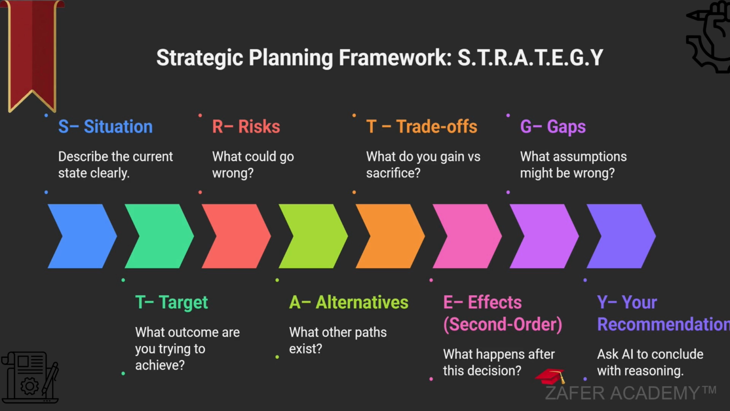G, the gaps. What assumptions might be wrong? What are the gaps in this decision, or that you may be focusing on or basing your decisions on, that are wrong? And then Y: what is the recommendation of the AI agent, right?